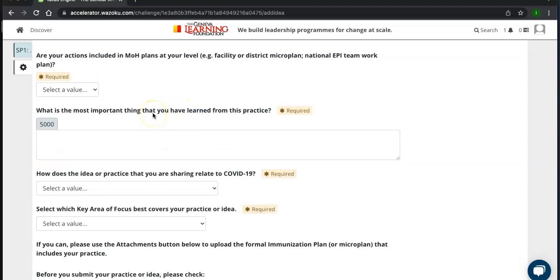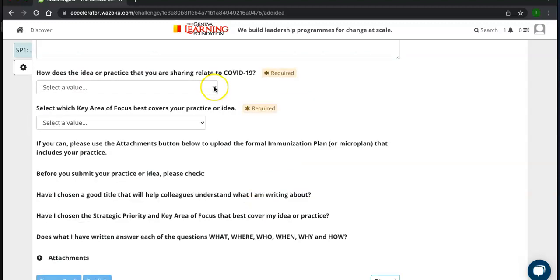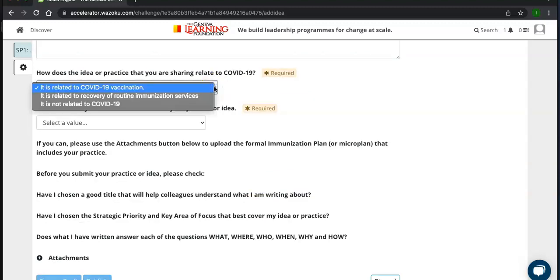Are your actions included in Ministry of Health plans at your level? That's a straight yes or no. And what have you learned from doing this? What might be useful or interesting for your peers in other countries to learn from your experience? How does your idea or practice relate to COVID-19? Nothing has to be related to COVID-19, but it's helpful when we come to people looking for ideas and practices to be able to categorize in this way.